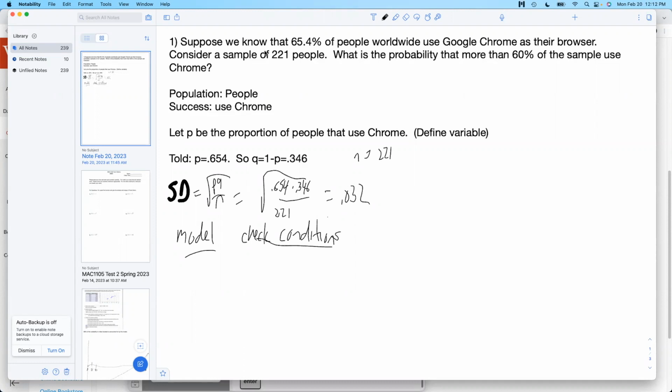We're supposed to check that P times N is bigger than 10, P times Q is bigger than 10. We're supposed to check all that. We're supposed to check the sample's independent. I'm not going to bother with any of that. Let's just pretend we checked all the conditions and we meet them all. We do. Then the central limit theorem says that all possible sample success rates follow a normal distribution.